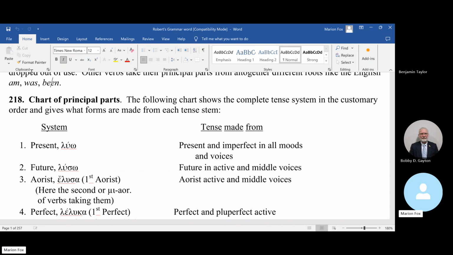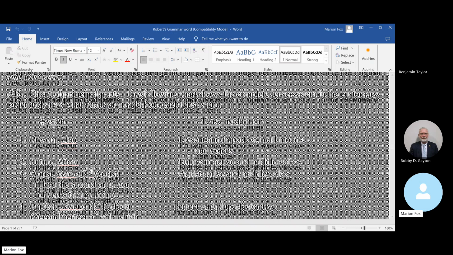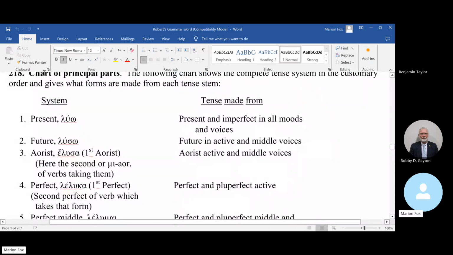Present imperfect in all moods and voices, the tense made from that. And luso is your future. It's future active and middle voices. Okay. And lusa, aorist, that's first aorist, and it's aorist active and middle voices. Okay. Has the second for the mi verbs. So the mi verbs take a second aorist rather than the first aorist. So some of your verbs take a first and some take a second. So they'll have a little different form. So that's where you run into that, different verbs.